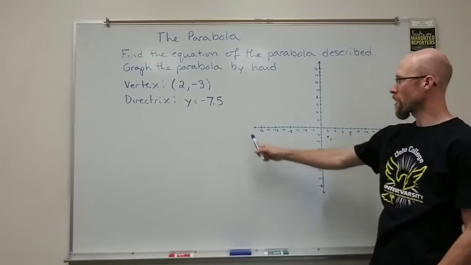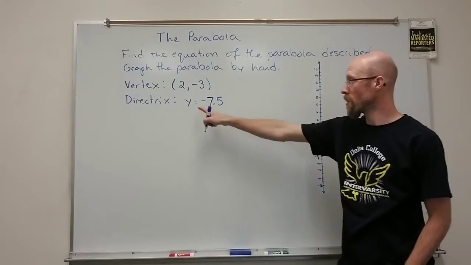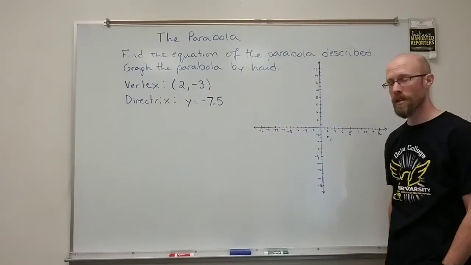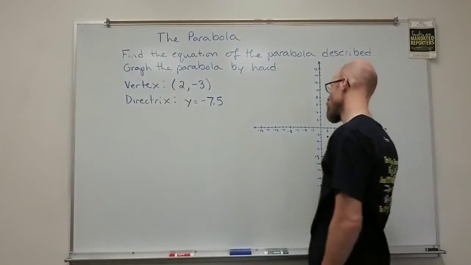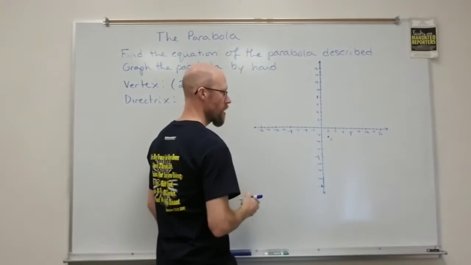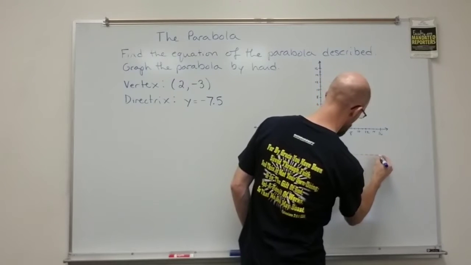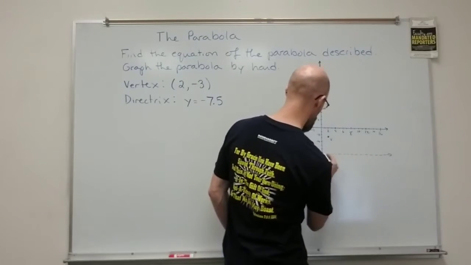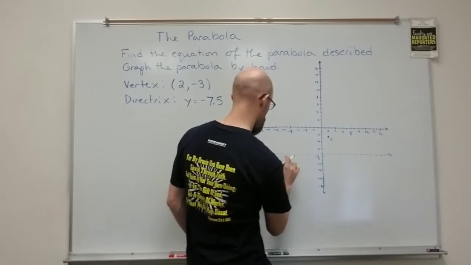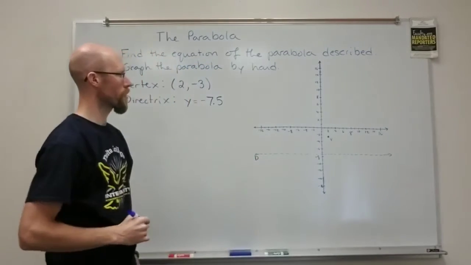And then the directrix is down at -7.5 in the y direction, right? y equals -7.5. Remember, y equals are going to be horizontal lines. And so I go down to -7.5. That's right about here. It's between -7 and -8, and draw that in horizontally, or as close to horizontal as I can make it. All right, not too bad. And we'll label that as D for the directrix.